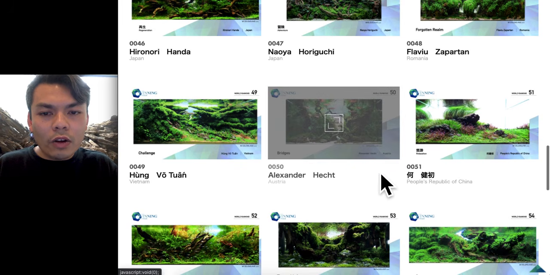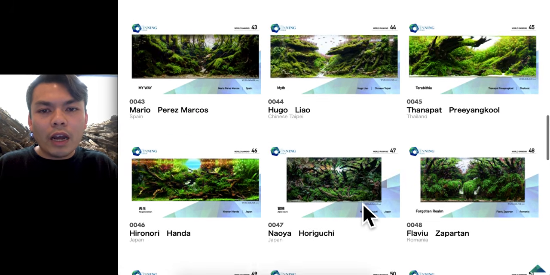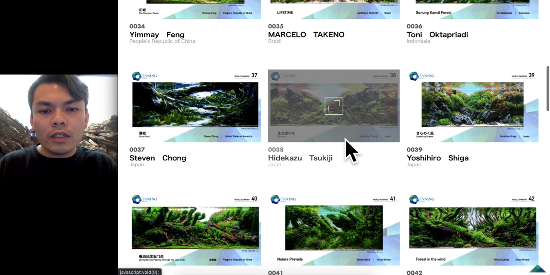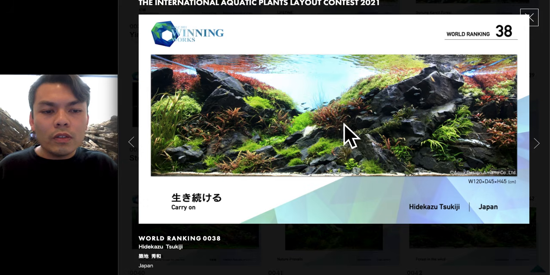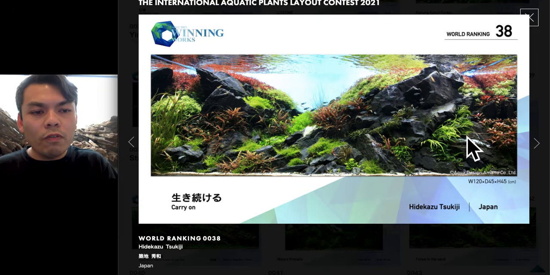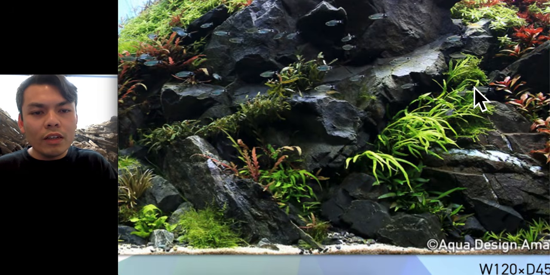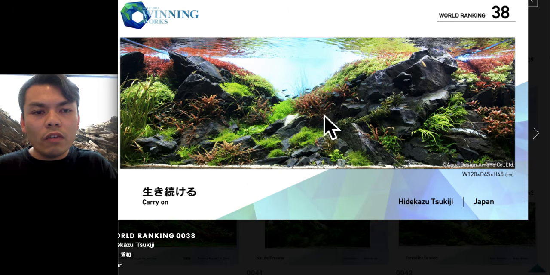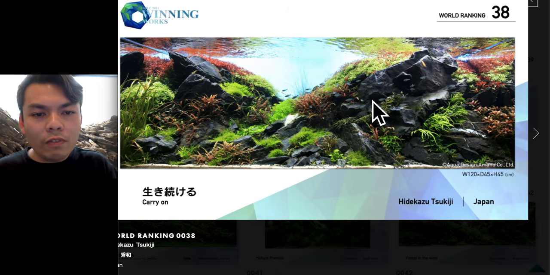All right, let's go up here to one of the other aquariums that I would like to show some appreciation for. Here is Hidekazu Tsukiji, an amazing bold stone layout and the incorporation of ferns into these cracks, and the almost diagonal lines that are created in this aquascape really create a sense of movement, a sense of direction.